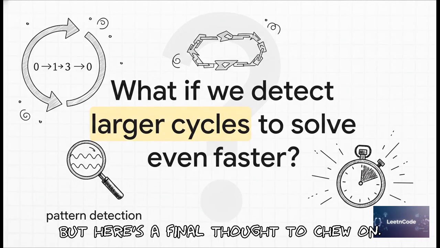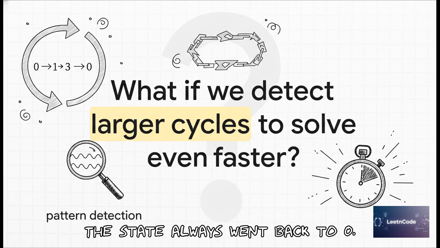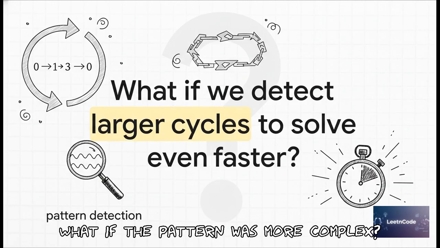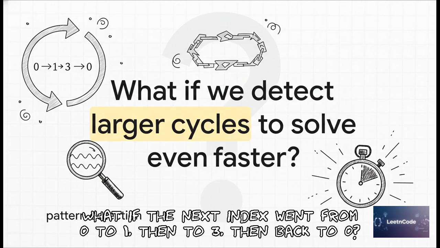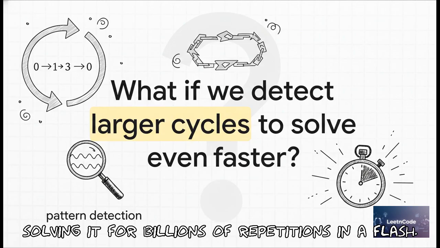But here's a final thought to chew on. Our example was really simple. The state always went back to 0. What if the pattern was more complex? What if the next index went from 0 to 1, then to 3, then back to 0? You could actually detect those bigger cycles to make the solution even faster, solving it for billions of repetitions in a flash.